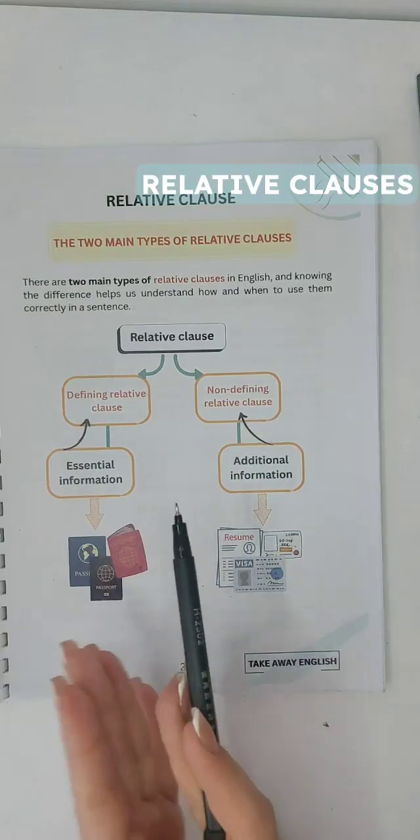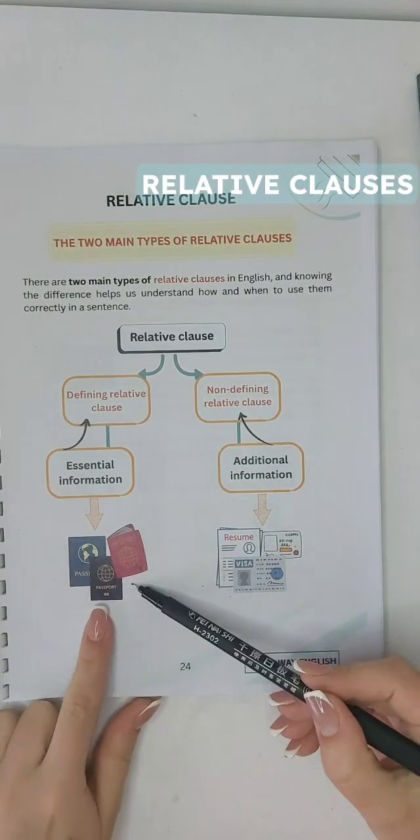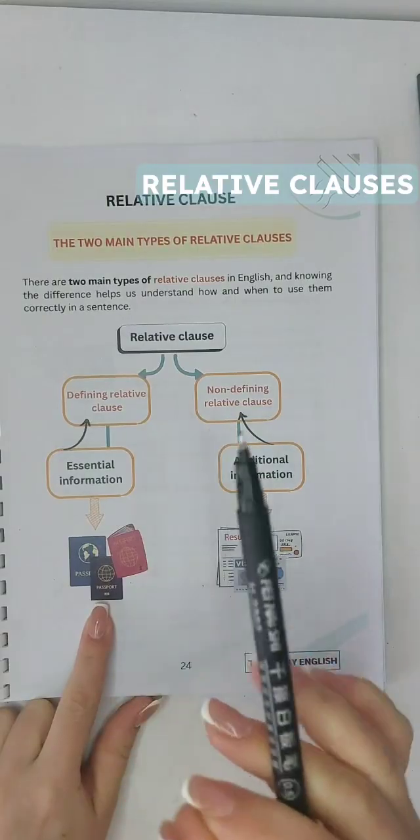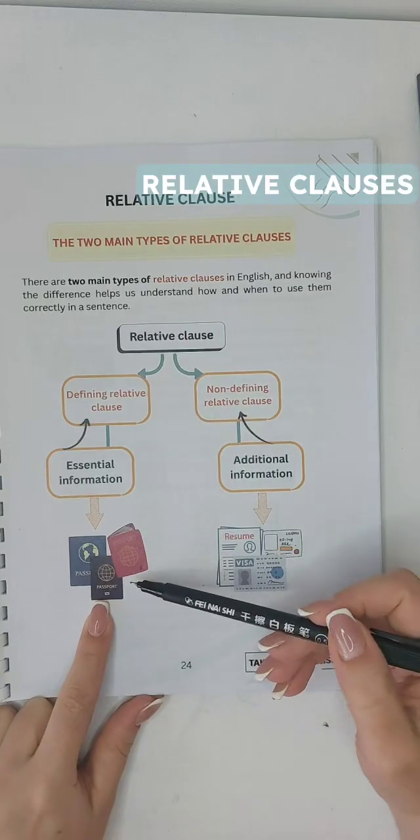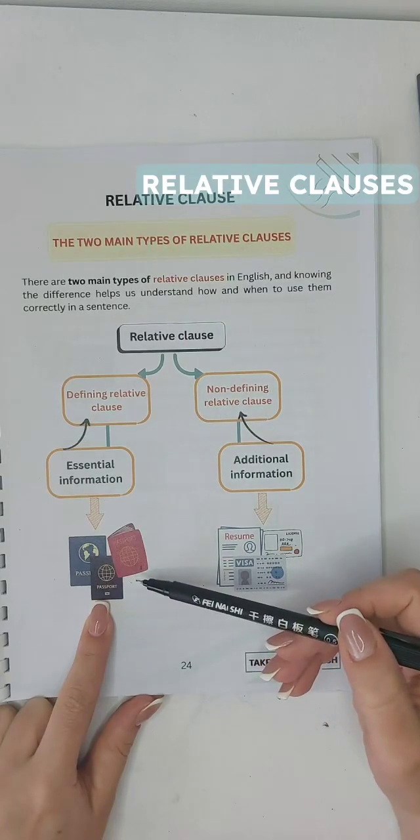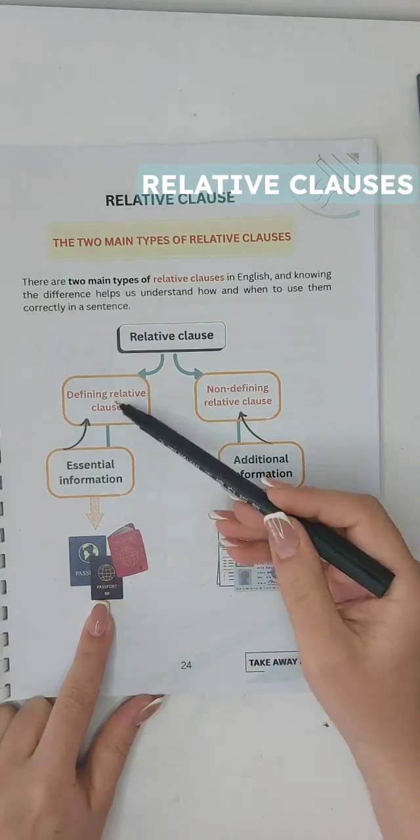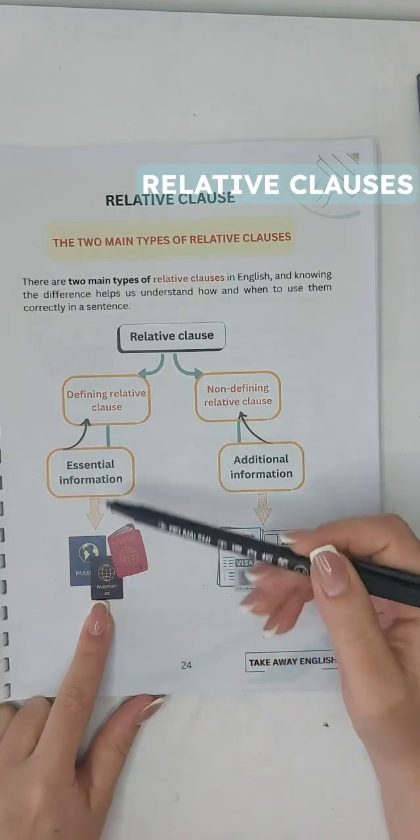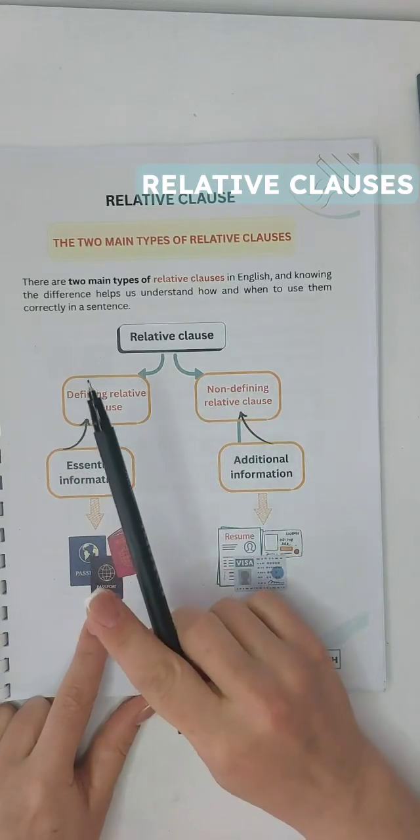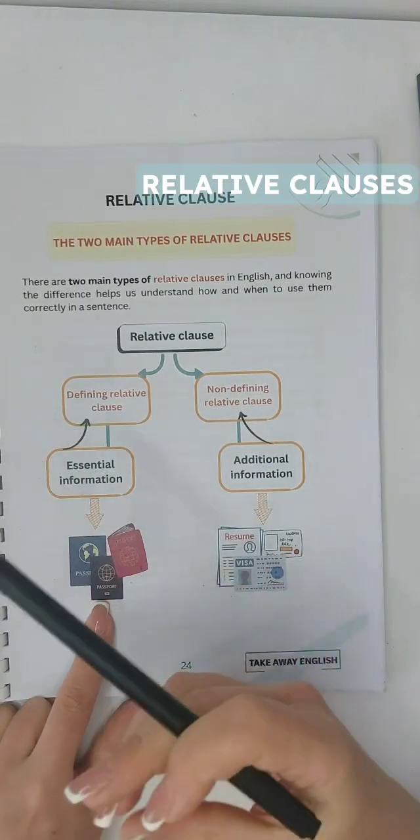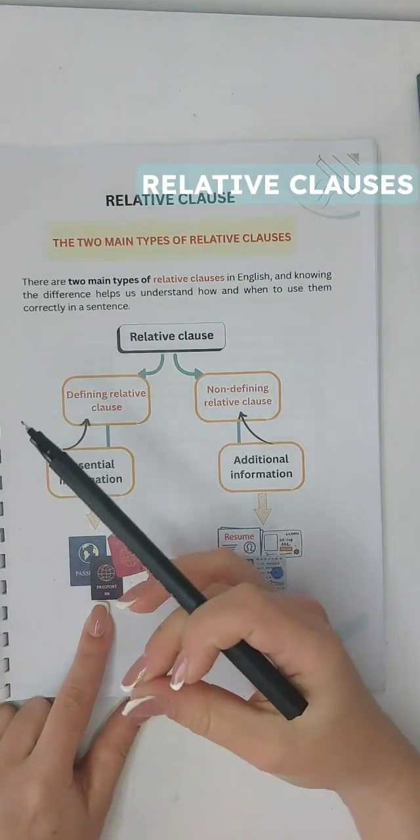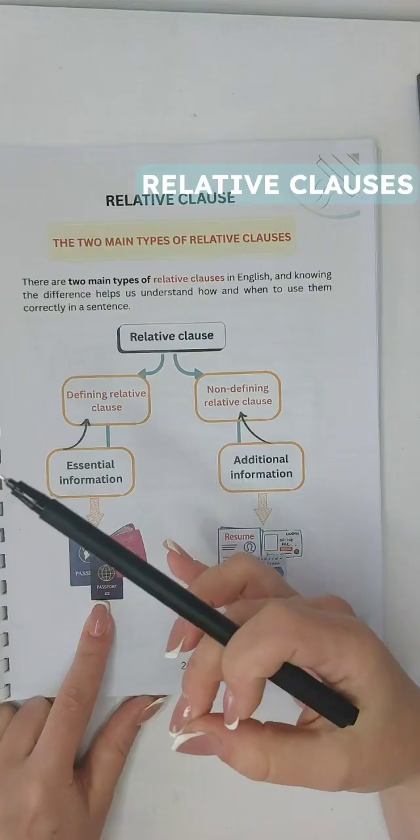So again, the type of relative clause that works like a passport is a defining relative clause. Because a defining relative clause gives essential information. Without this information, we cannot identify a person, a thing, animal, idea, reason, place, time, okay?